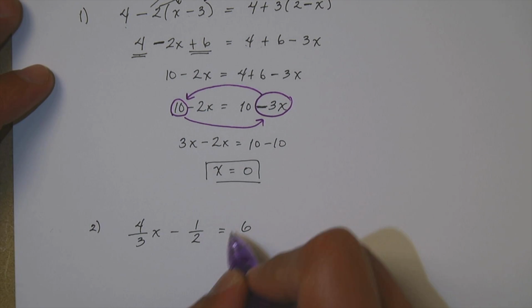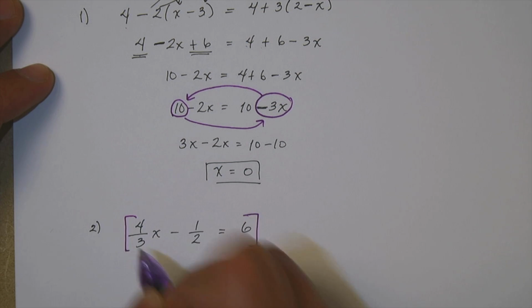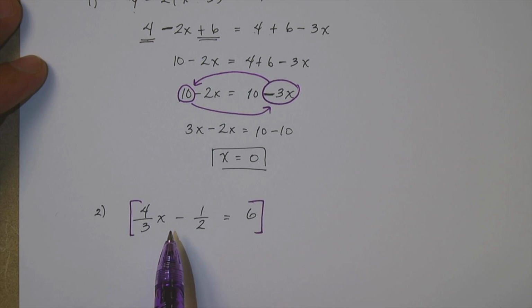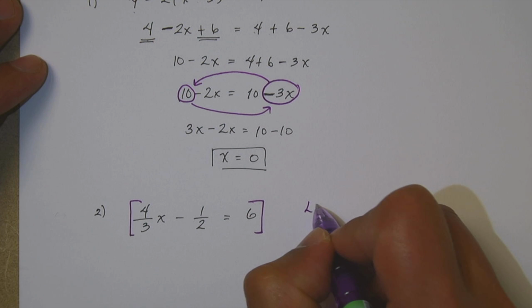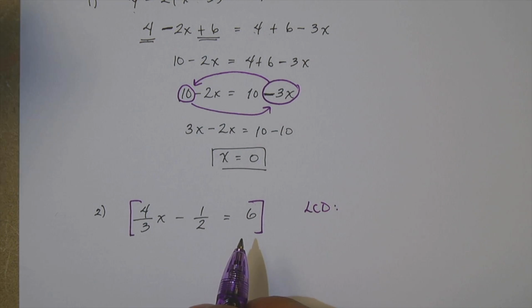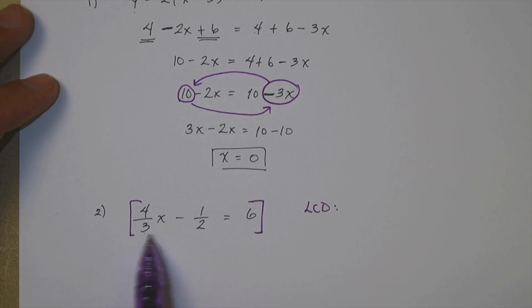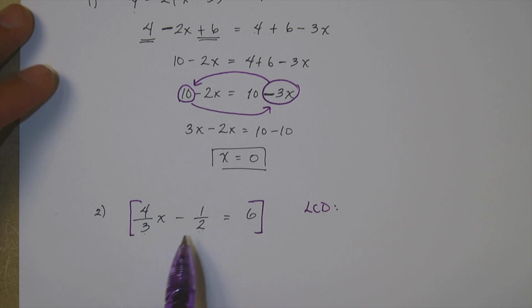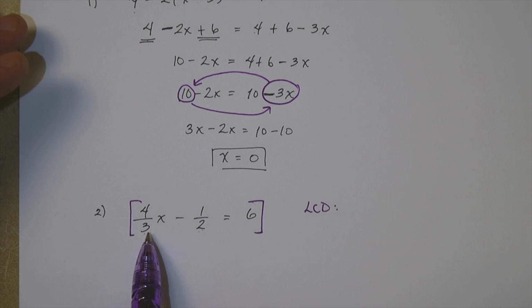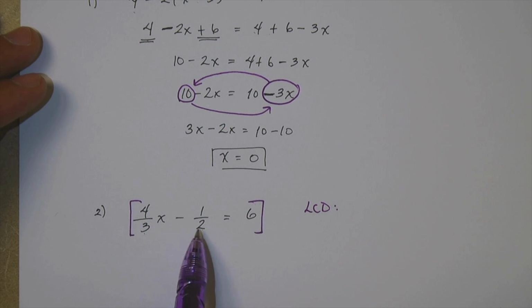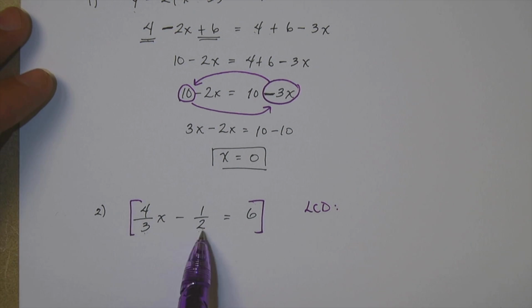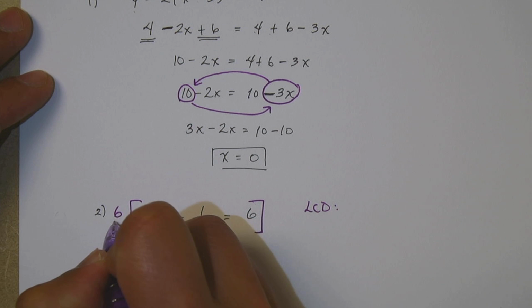So what I want to do is multiply the whole equation by the common denominator. We call it the least common denominator. Now if you don't realize it, just look at the bottom. You have a 3 and a 2. And what number can you use that 3 and 2 can go into? And if you really don't know, just multiply the bottoms. 3 times 2 is 6.